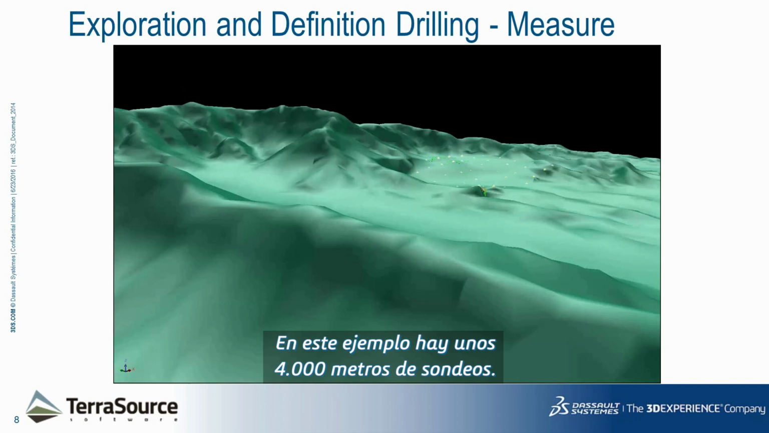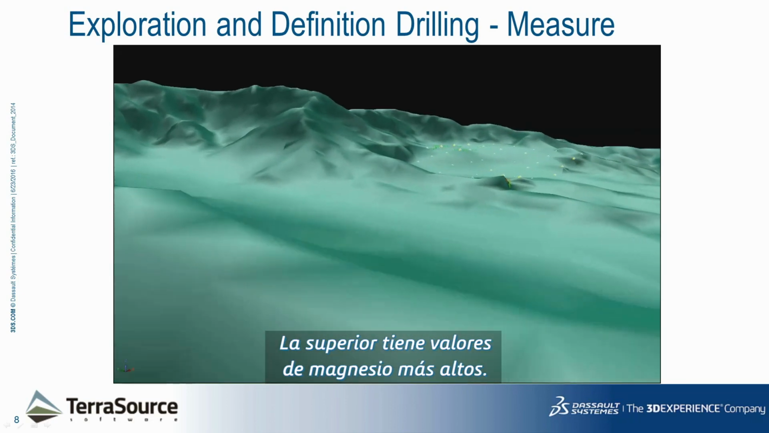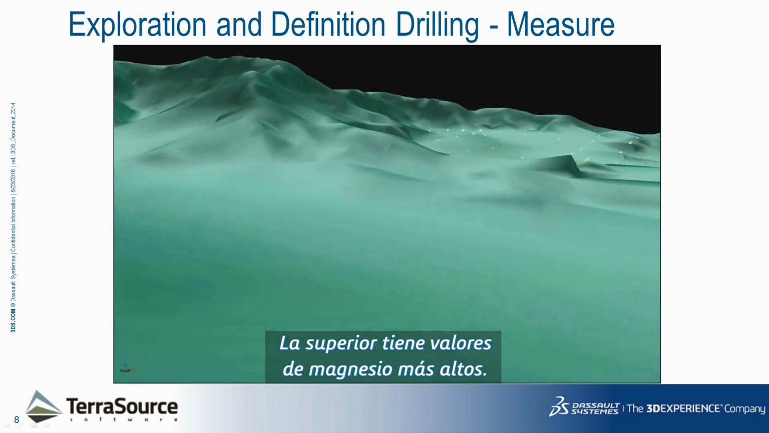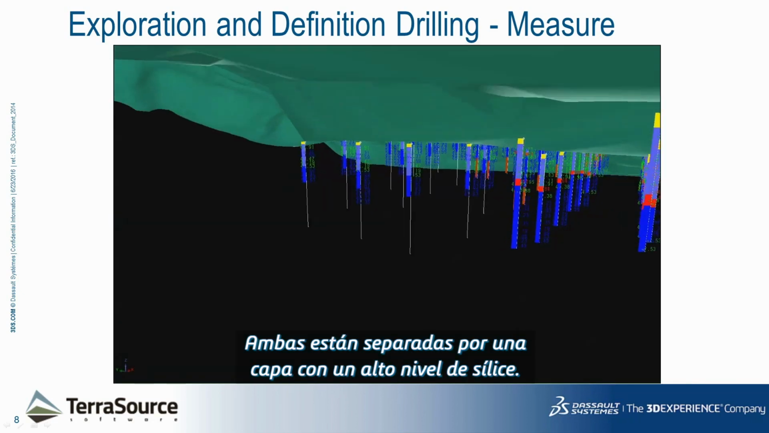There are approximately 4,000 meters of drilling in this example. This deposit consists of 2 limestone beds, and the upper bed contains higher magnesium values. The two beds are separated by a high silica bed.